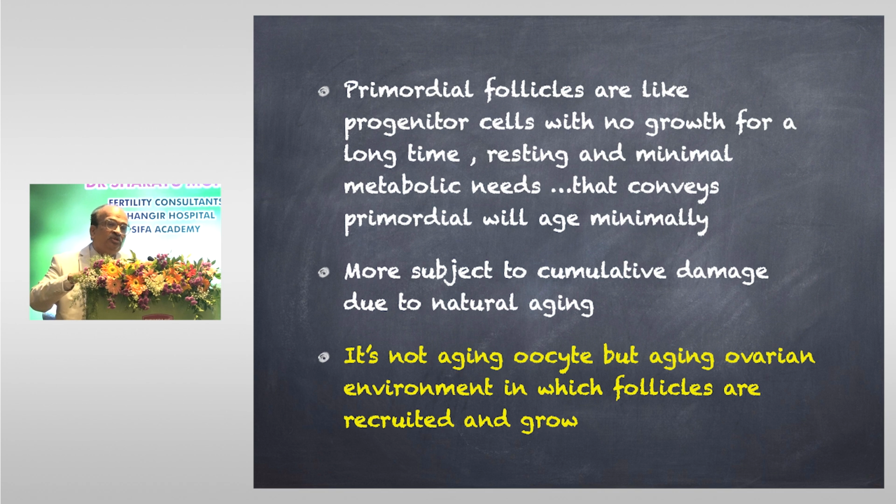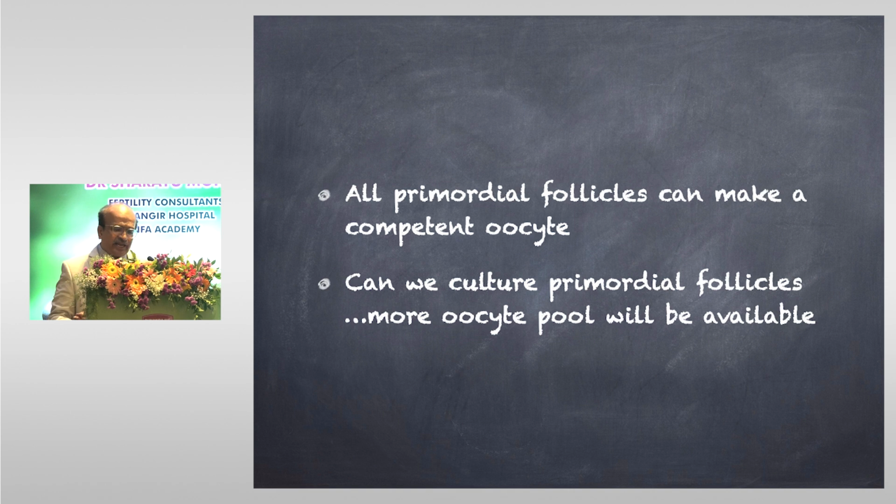That's where all your roles of lifestyle, yoga, and healthy diets come into play at that level, because what environment you give the oocyte to grow will determine further. So all primordial follicles can make a competent oocyte. Can we culture the primordial follicles? And there will be a bigger oocyte pool.